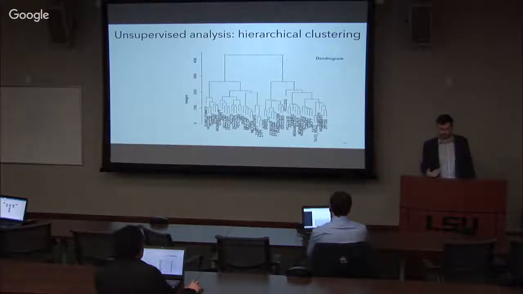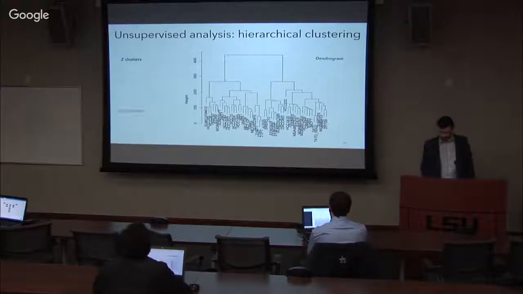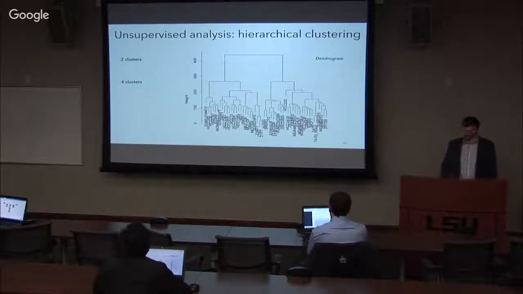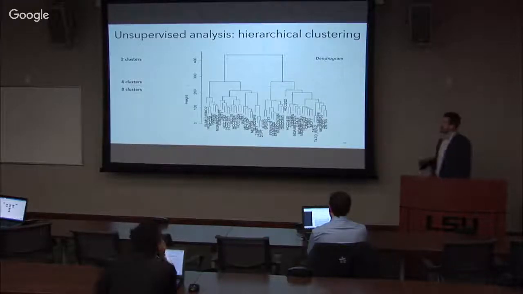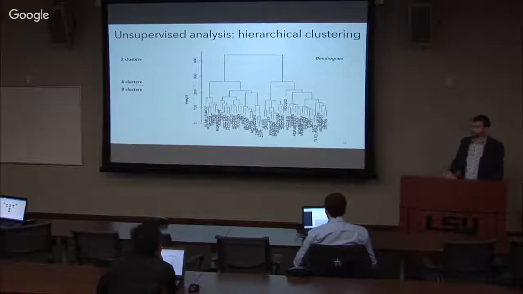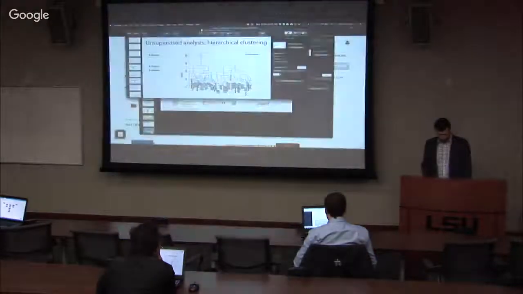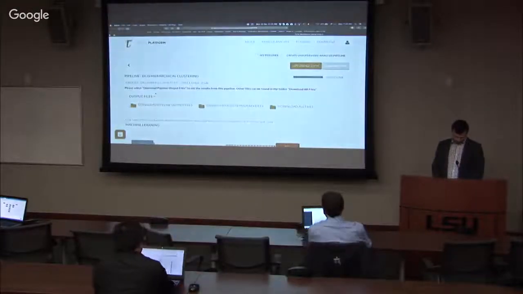Well, we decide. It's the threshold that we give it. So this would be two clusters if we just cut it off right there. This would be four clusters if we cut it off right there. Or this would be eight clusters if we cut it off right there. So basically, the height is a measurement that we can use to put a threshold. And the result would either be visual like this, or it will be the cluster number assigned to a specific sample. So let's take a look at the result of the pipeline.